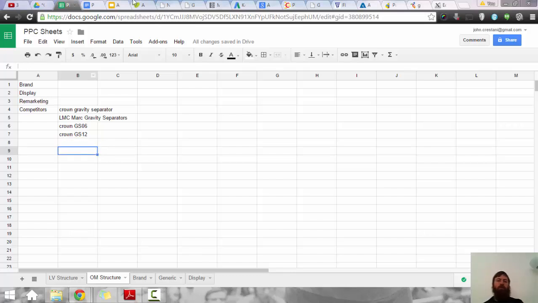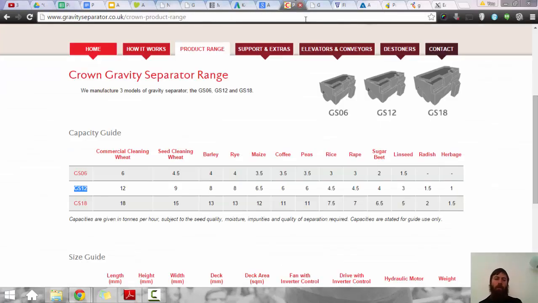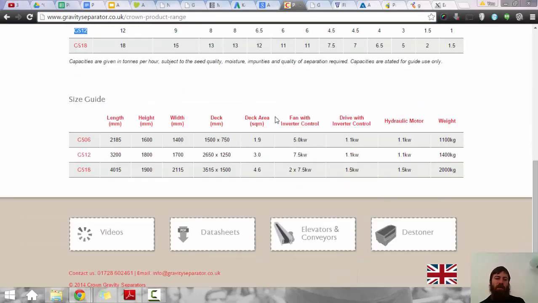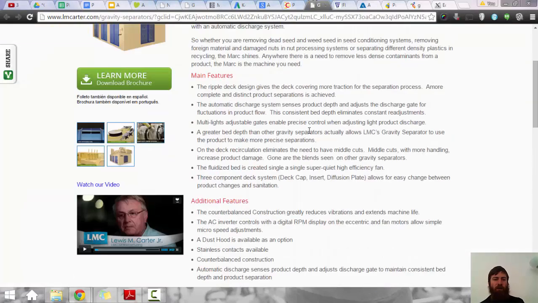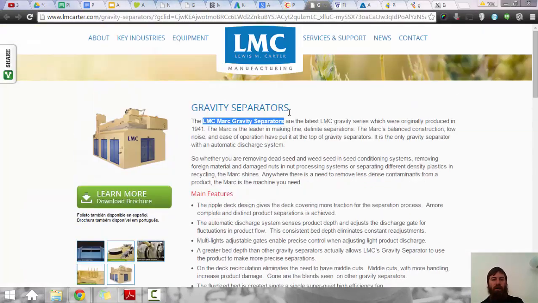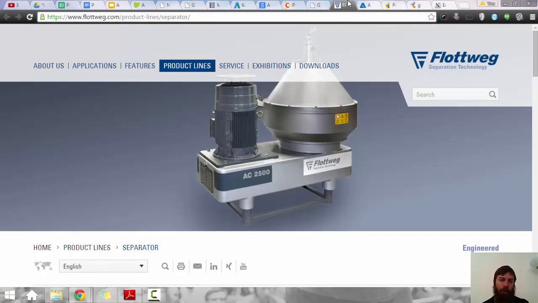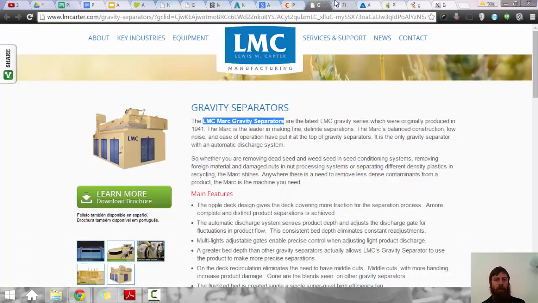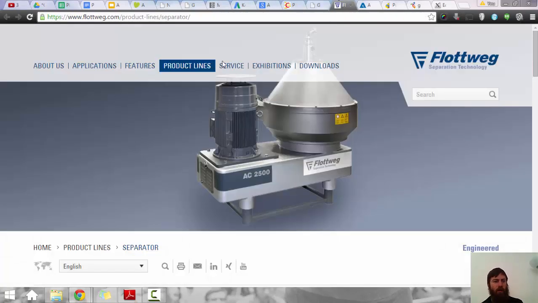So what we're going to do is, we're not going to go into this too much right now, but we're going to basically say, okay, we have some competitors. We have LMC, Lewis A. Carter, Flottweg Separation Technology.